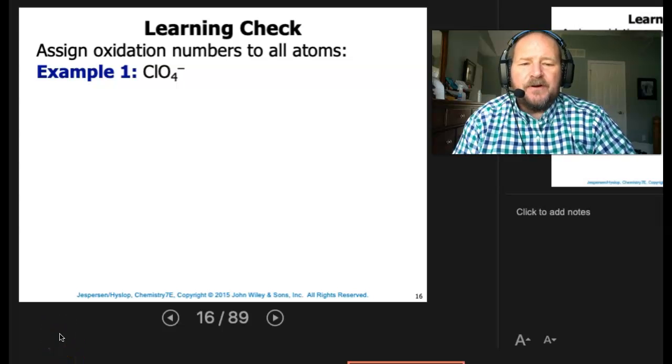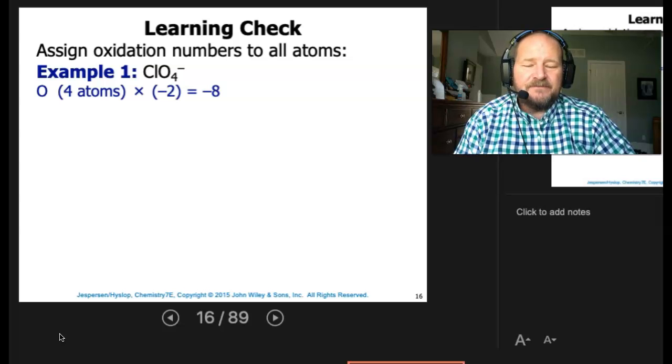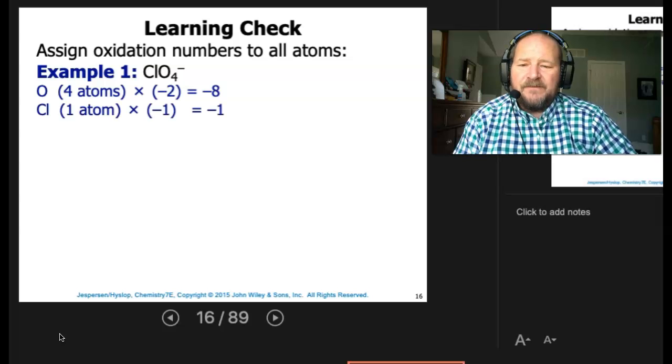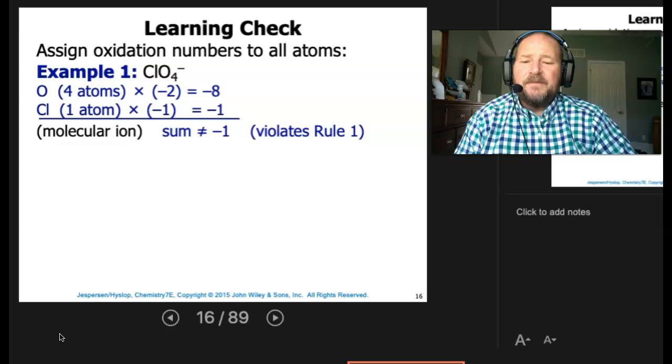All right, so you had a pause. Now, we know that oxygen has 4 atoms. This is not a peroxide, which means the oxygen's a -2. That gives us a total of -8. The chlorine, we have 1 of them, and it should be a -1. That means that must equal -1. If I sum this up, though, I need to have a -1 charge because the polyatomic has a -1 charge.